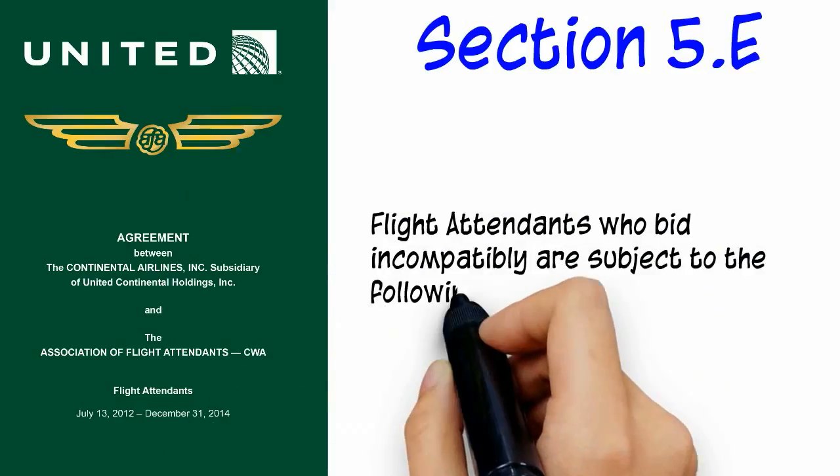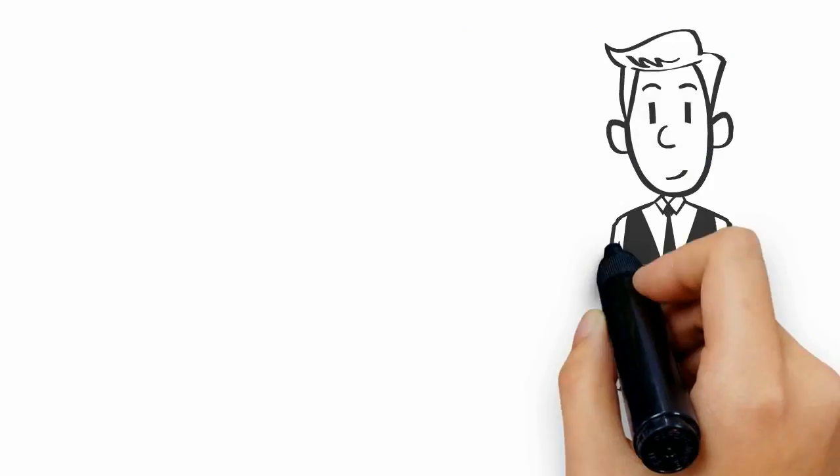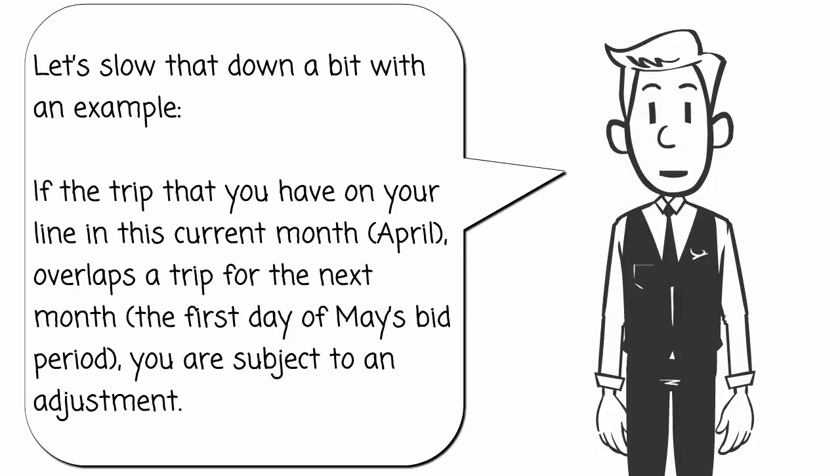You're subject to a month-to-month line adjustment if your schedule for the month that you are currently in affects the next month's bid schedule. Let's slow that down a bit with an example. If the trip that you have on your line in this current month, April, overlaps your trip for the next month, the first day of May's bid period, you are subject to an adjustment.